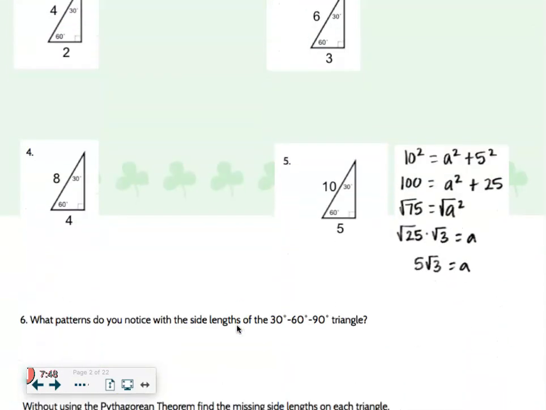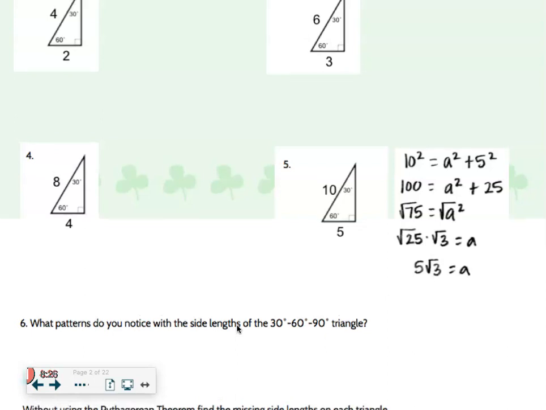So if we look at 5, because it's done for us, we're just doing Pythagorean theorem to get our long side here. So 10 squared equals 5 squared plus a squared. And then you reduce your radical. So see if you guys can figure out what the pattern is on the other ones. So you're just doing Pythagorean theorem to find the long side on number 2. Yep.